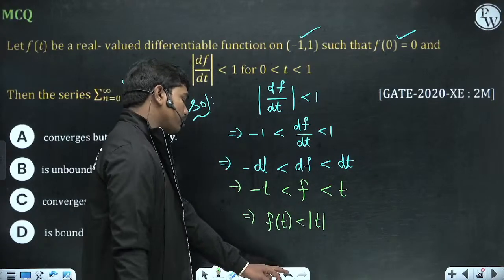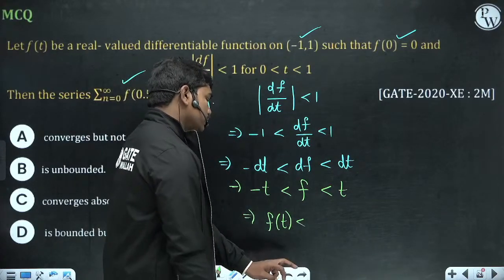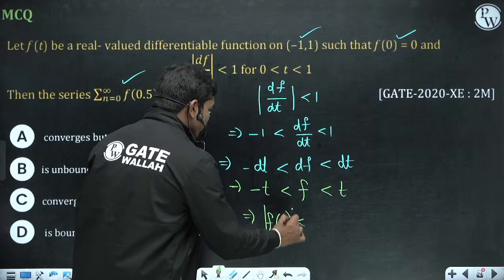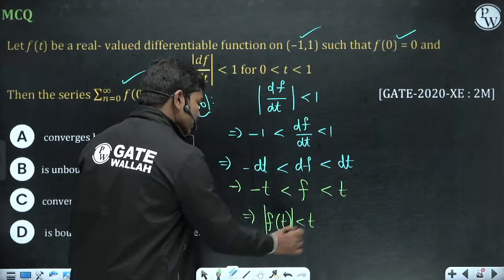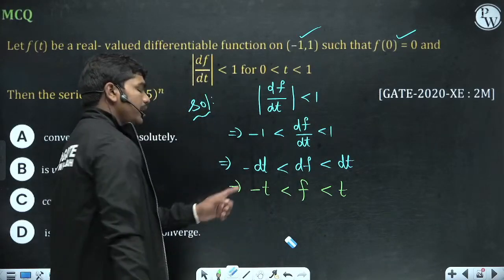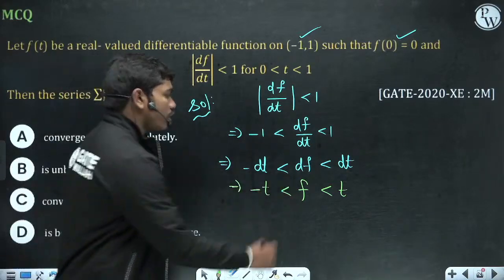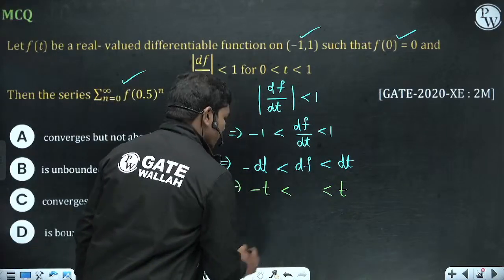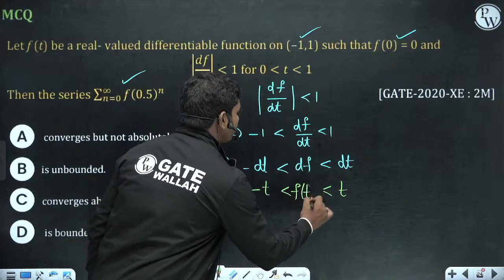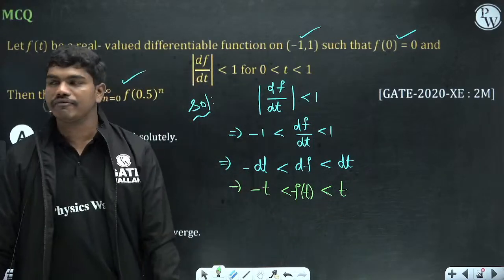Or f of t is less than t is what you can write here. So modulus of f of t is less than t. Or generally, this is basically minus t less than f less than t. So if you see this function f of t, it is basically some function of t. So f of t is lying in between minus t and t.